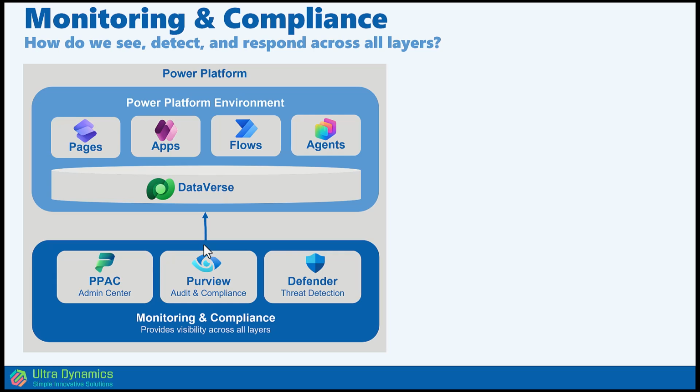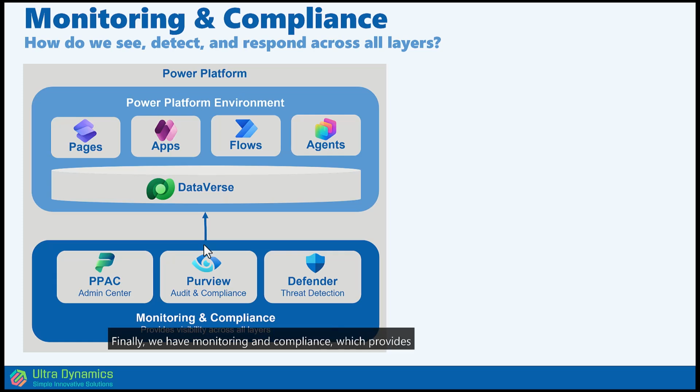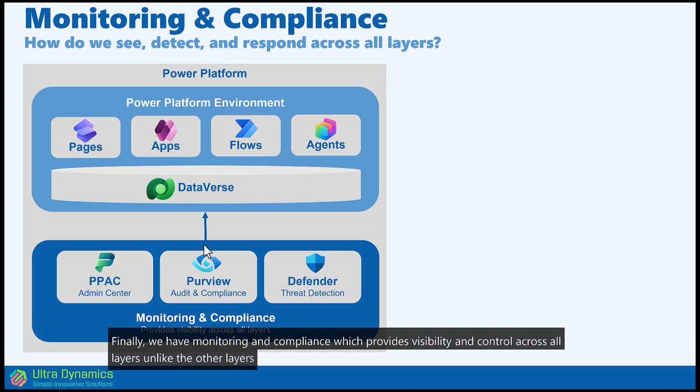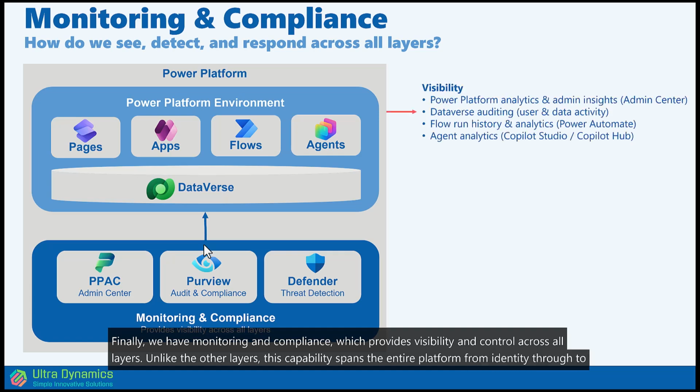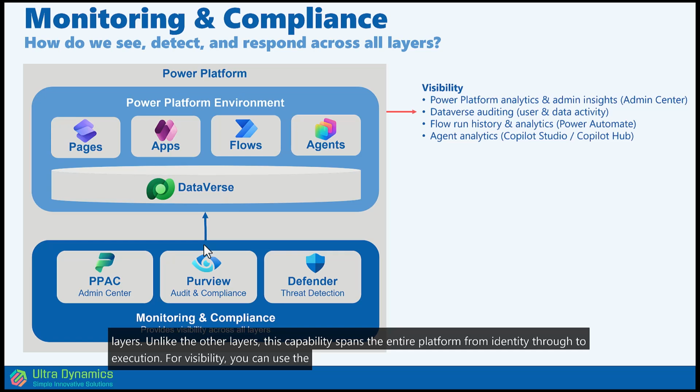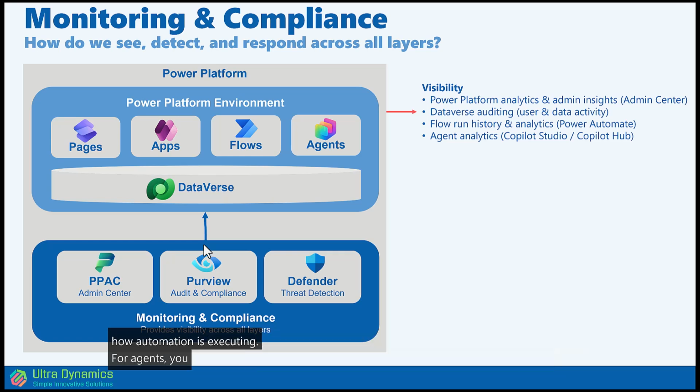Finally, we have monitoring and compliance, which provides visibility and control across all layers. Unlike the other layers, this capability spans the entire platform, from identity through to execution. For visibility, you can use the Power Platform Admin Center for operational insights, Dataverse auditing for data activity, and flow run history to understand how automation is executing. For agents, you also have analytics through Copilot Studio and Copilot Hub, giving insights into interactions and behavior.